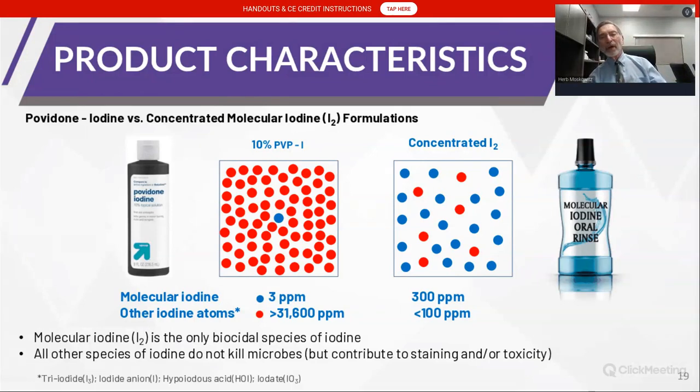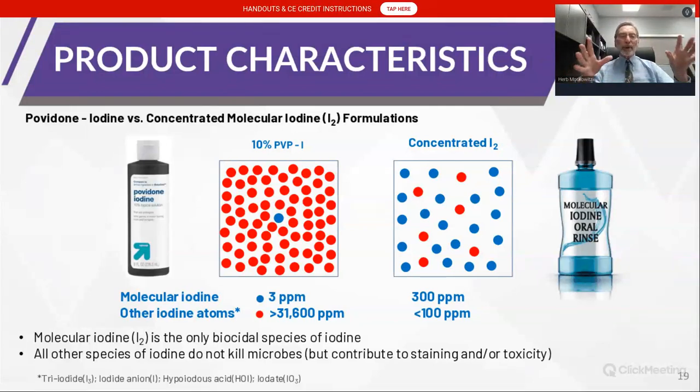So in essence, about 31,598 parts per million are not needed because they don't do anything constructive. And it's just the 2 to 3 parts per million which actually kill the germs. Those 2 to 3 parts per million are molecular iodine. They're the one species of iodine in povidone iodine which is responsible for all of the biocidal activity of povidone iodine. All of the germ-killing activity is due to its molecular iodine and to no other species of iodine.